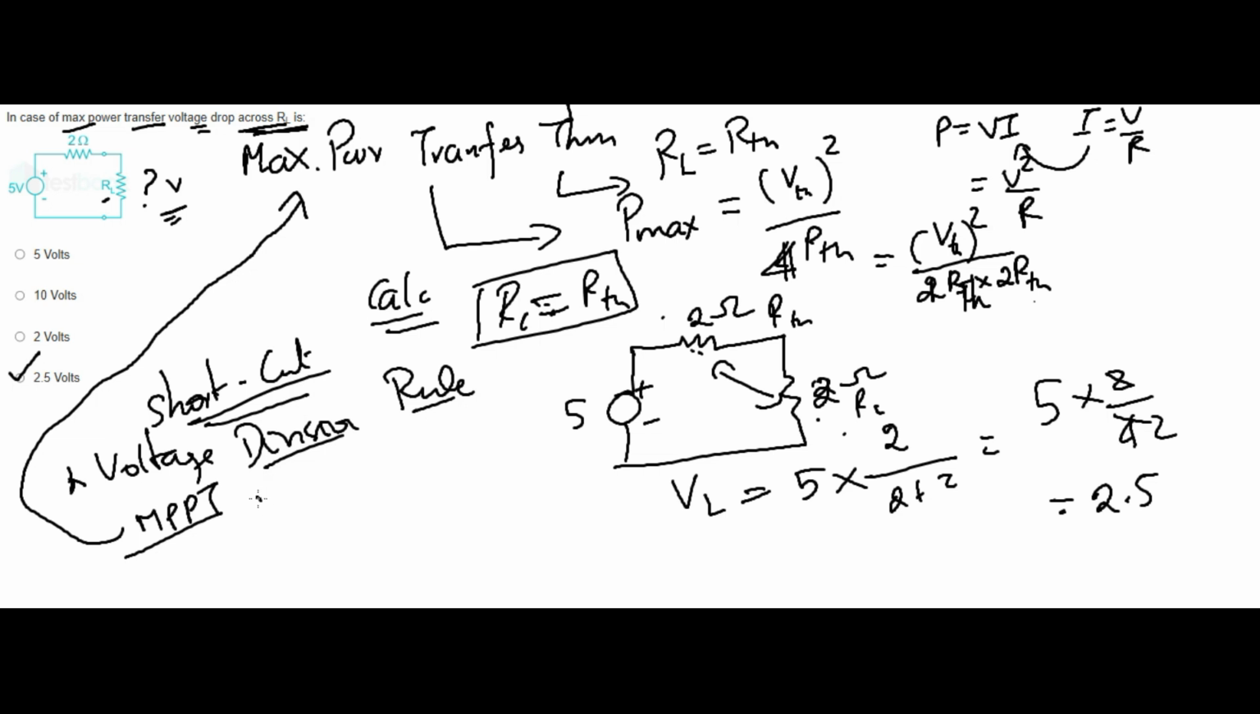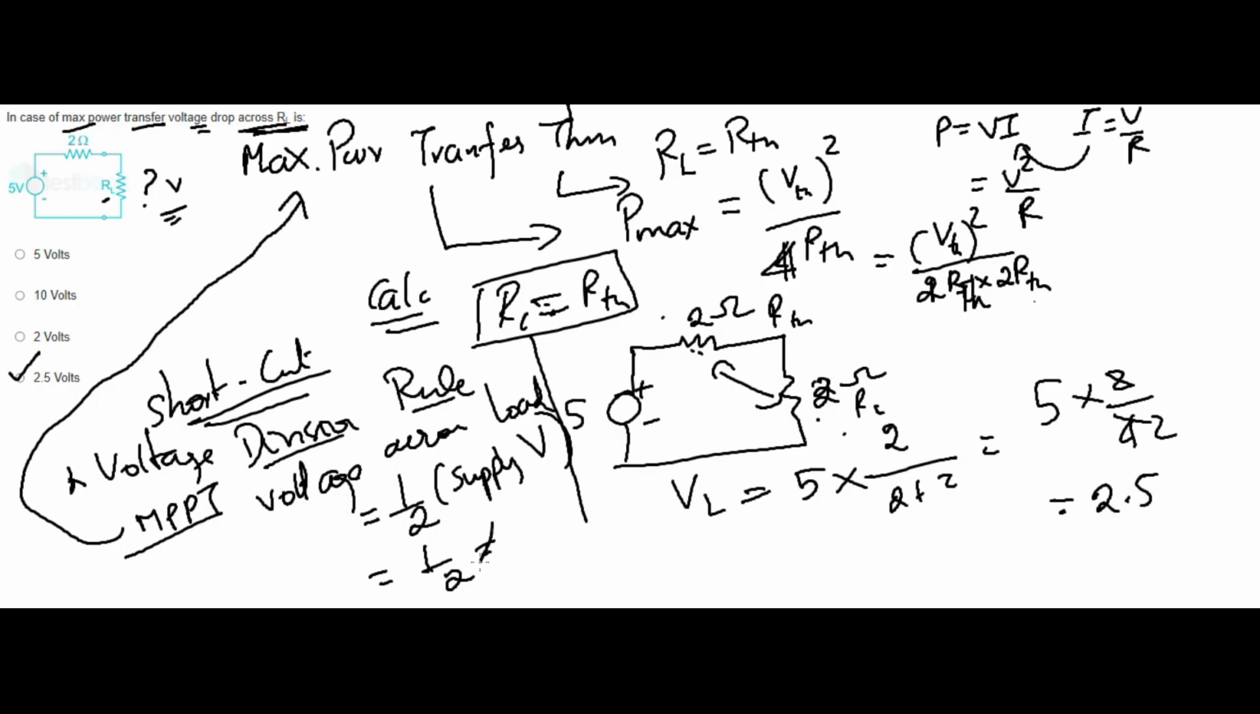So the voltage across the load is equal to half of the supply voltage. Half into the supply voltage, which is 5. Is it right? The supply voltage is 5, so that is equal to 2.5. Simply you can make it. So the answer is 2.5.